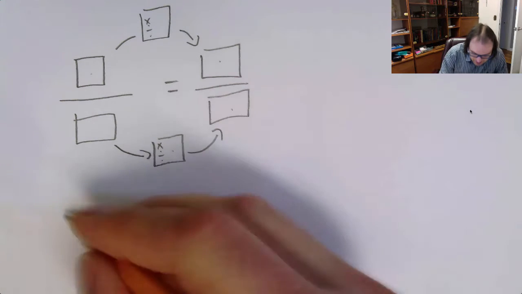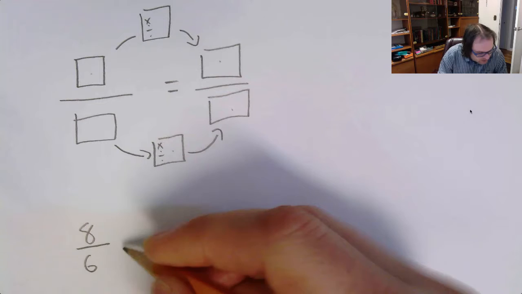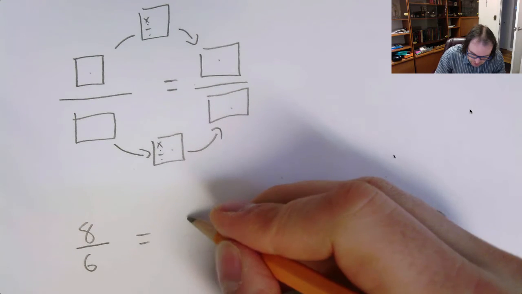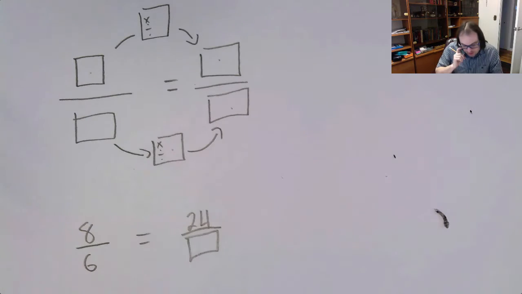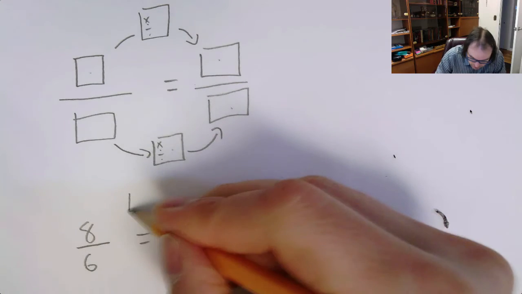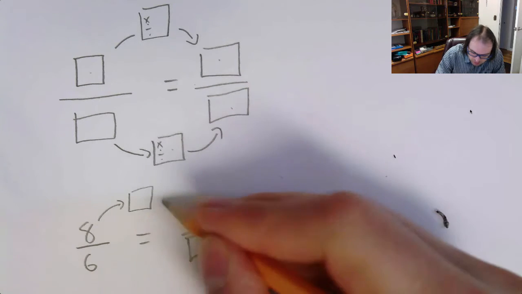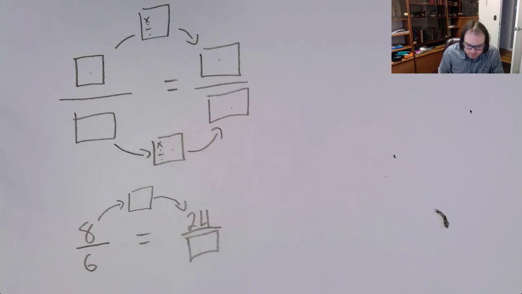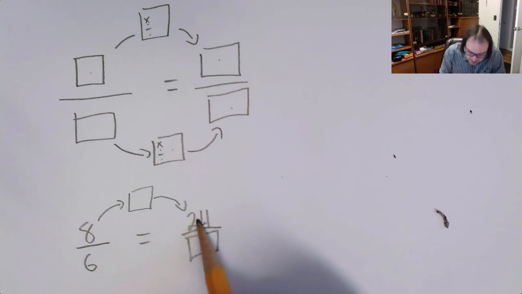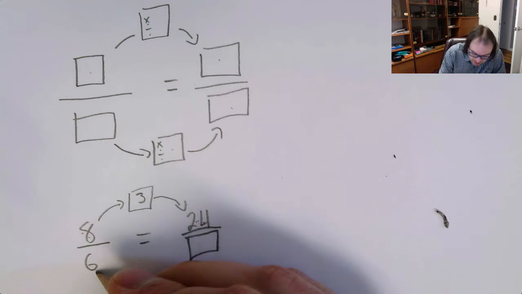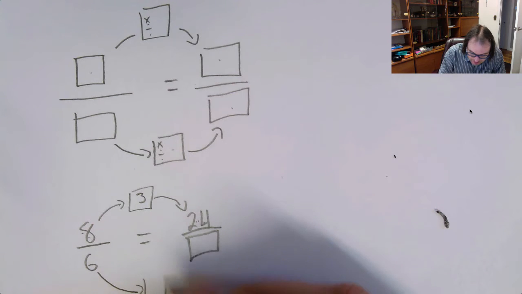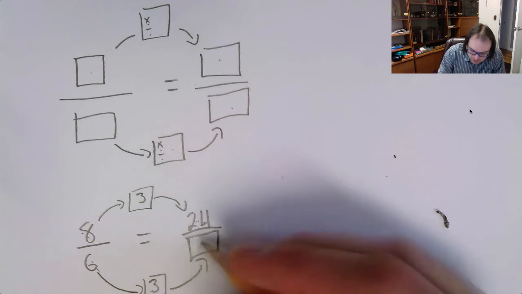So let's say I have 8 over 6 is equal to 24 over, and we don't know what this number is. So I look at this. My first thing I want to figure out is what am I multiplying or dividing by to get 24? Since this number is bigger, I'm going to go this number divided by that number. So 24 divided by 8 is 3. That means I must multiply this number here by 3 to get that. So 6 times 3 is 18.